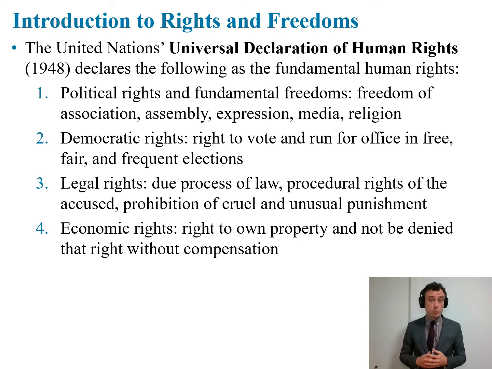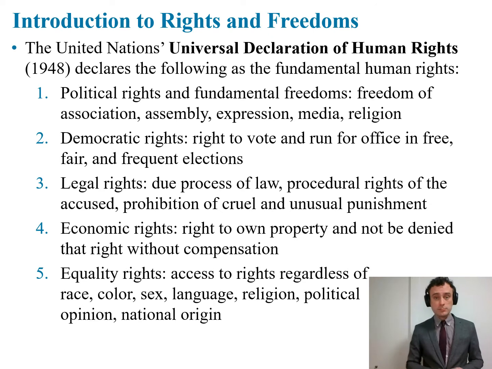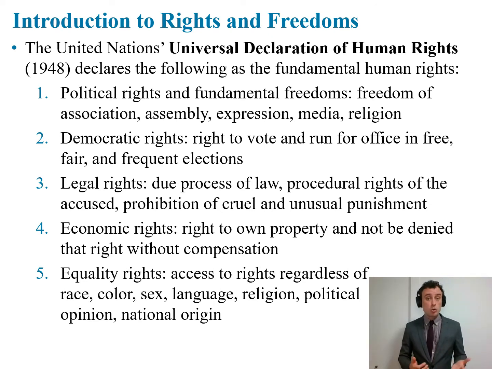The fourth category in the Universal Declaration is economic rights, specifically the right to own property and to not be denied the right to own property or to have that property taken away without due compensation from the government. Fifth are equality rights. Equality rights are those regarding access to rights regardless of race, color, sex, language, religion, political opinion, or national origin.